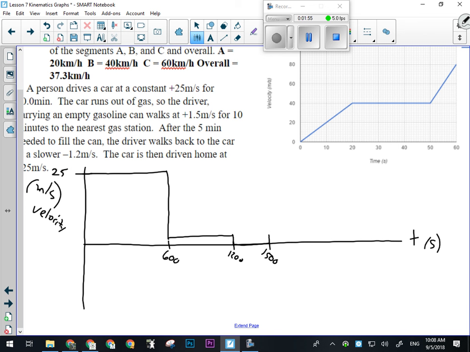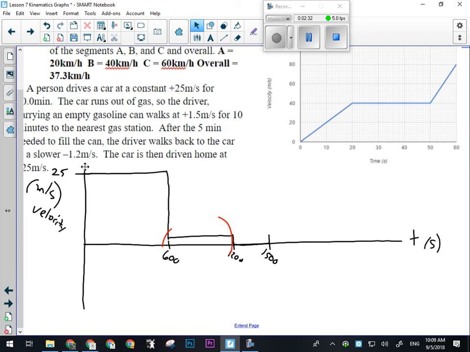Now, here's the trick. I don't know how far it is from their car to the gas station. I know how fast they walked and I know how long it took them, but I don't know how far it is. And I need to know that because on the way back, they don't walk as fast. They're carrying a can full of gas, so they're a little slower. So what I need to know is how far it is from the gas station to the car. To do that, I'm just going to use this section of the graph because it'll tell me that. I can just use the velocity times the time, 600 seconds, and I'll know how far it is back to the car.